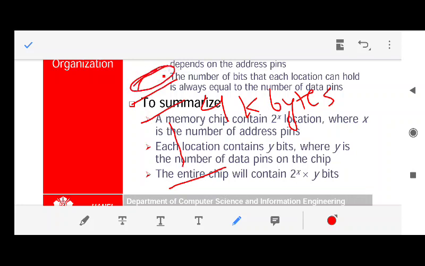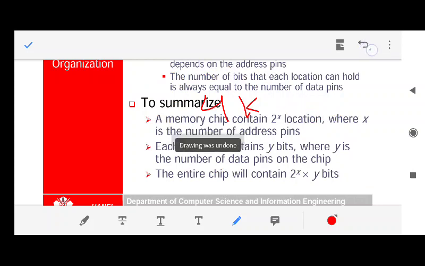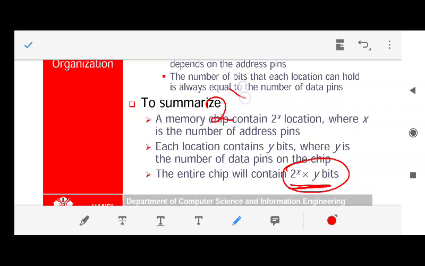For the 8051 it was fixed, because it was an 8-bit microcontroller, so each location was 8 bits. But for an external memory, no one can understand by just writing 4 kilobytes what the size of the memory is. So please remember, an external memory is always written in a standard way: 2 to the power x multiplied by y bits.